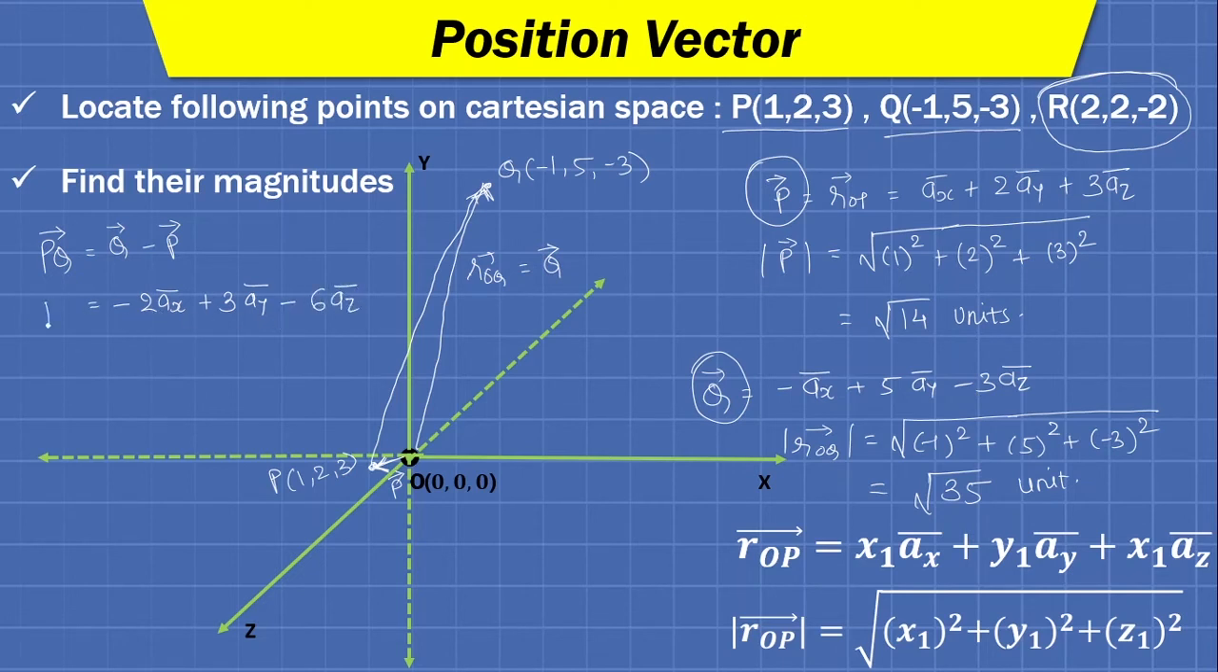So this is nothing but the distance vector from P to Q, and if someone asks to find the distance between P and Q in such position, then the magnitude of this distance vector will be the distance between point P and Q. So it will be simply -2 square plus 3 square plus -6 square. So 4 plus 9 is 13, plus 36 is 49. So it will be under root 49, which is 7 units.